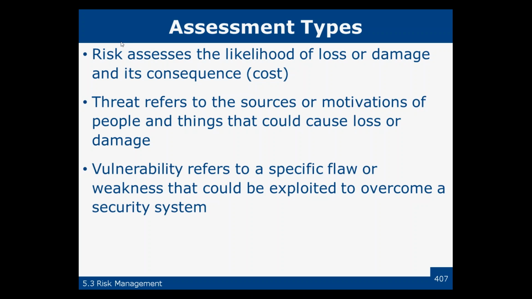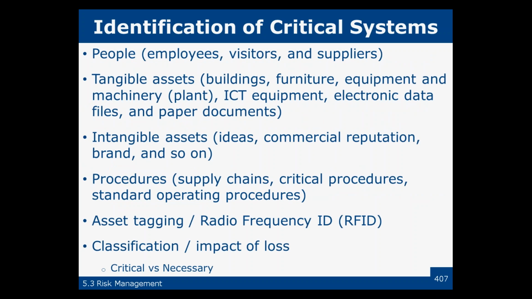And a threat refers to the sources and motivations. We've talked about those, what motivates different types of threat agents to do things. So the motivations of the people and the things that could cause the loss or damage. And the vulnerability refers to a flaw or weakness in the system and how it could be exploited to overcome the security systems that we set up. What are the vulnerabilities, and then can we reduce our exposure to the vulnerabilities?